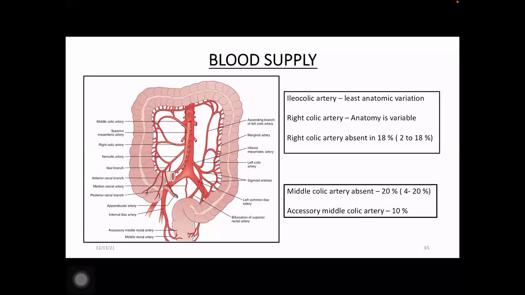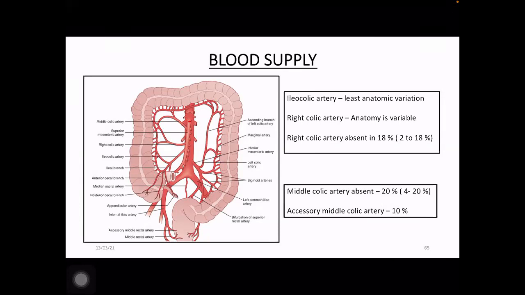the superior rectal artery. Apart from this, the rectum also has a middle rectal artery, which is a branch of the internal iliac artery, and an inferior rectal artery, which is a branch of the internal pudendal branch of the internal iliac artery. Fine. So the blood supply of the rectum is robust. So there is no question of ischemia to the rectum, but the blood supply of the colon is not as robust.